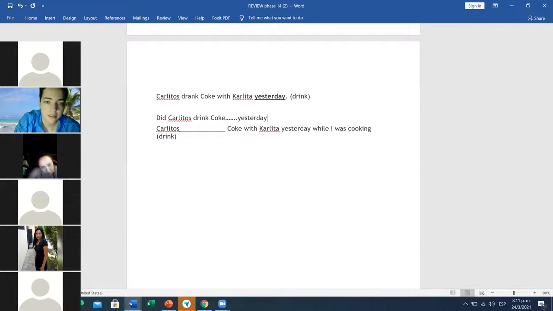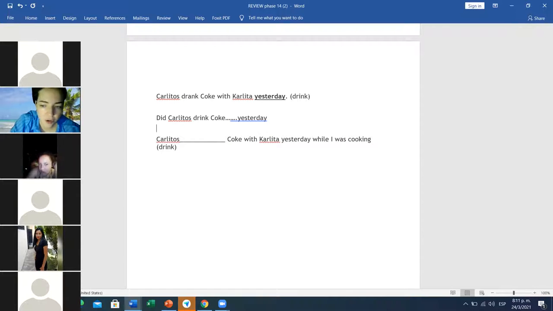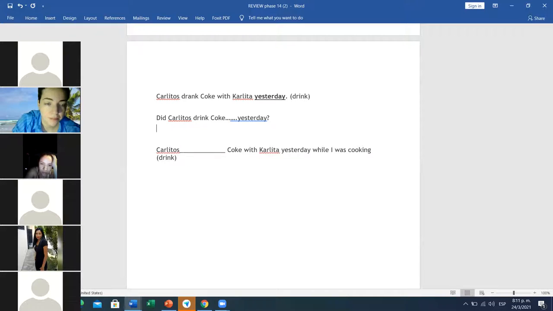Excellent. How will it be in the negative form? Ahora quiero la oración, no quiero una pregunta. Carlitos didn't or did not.